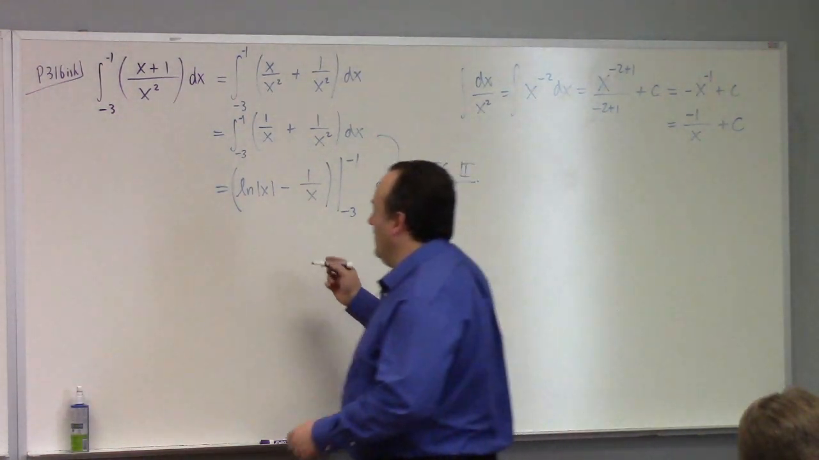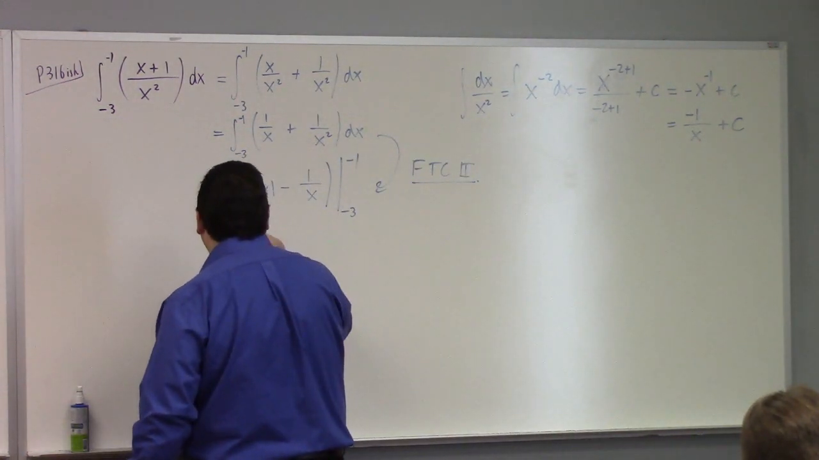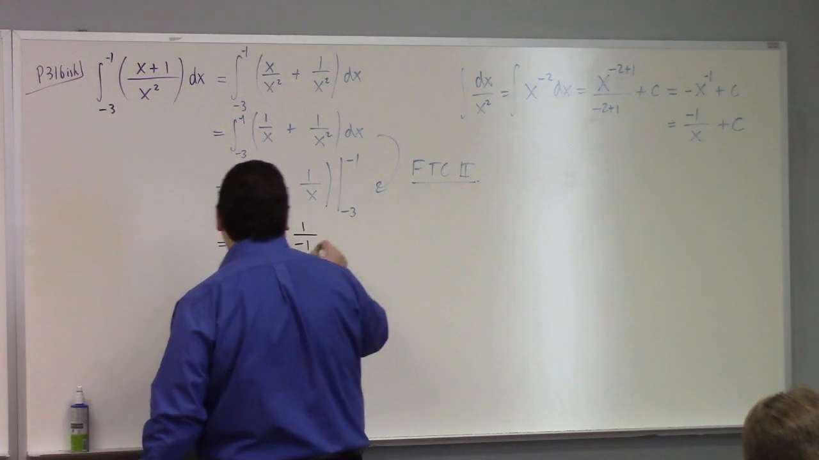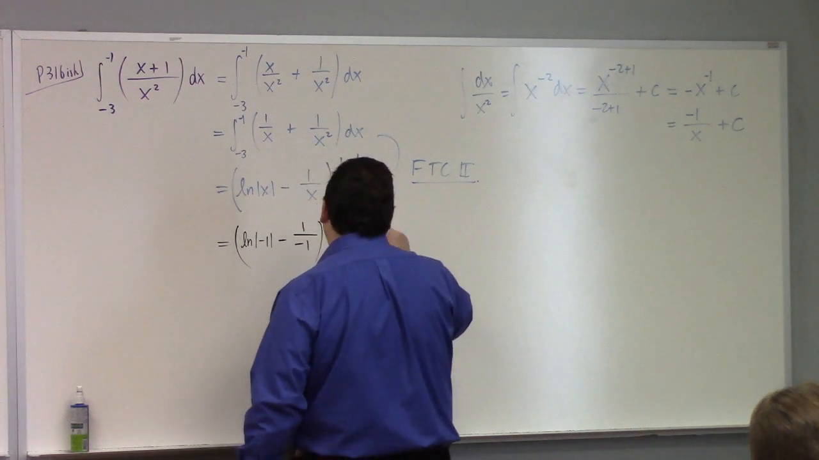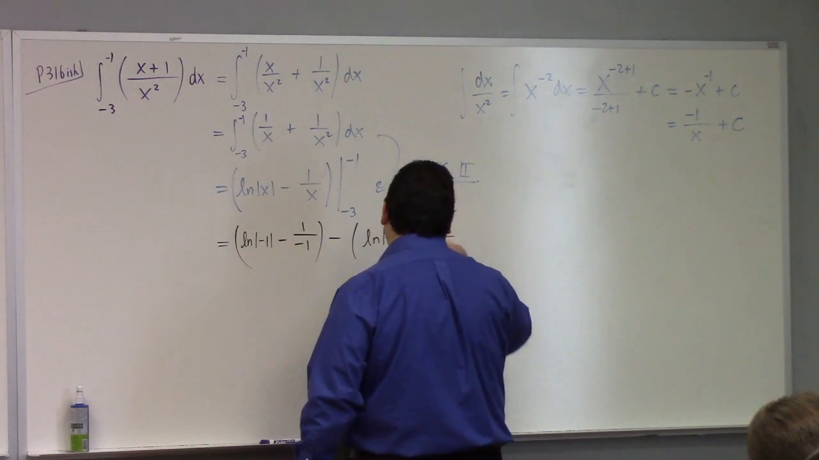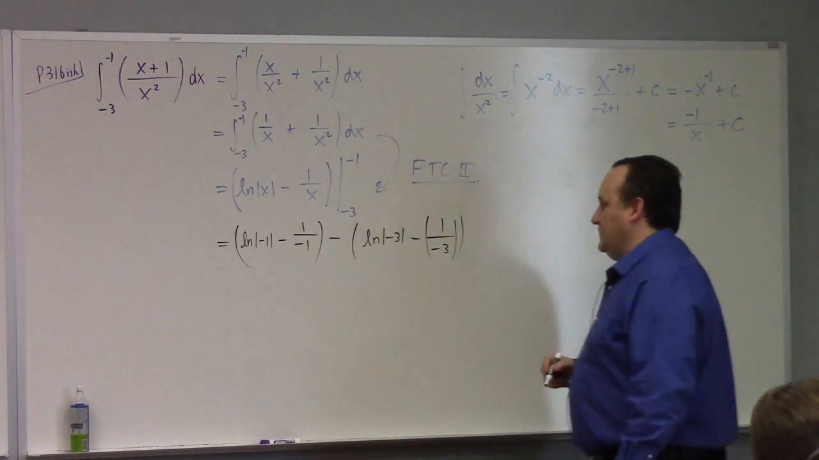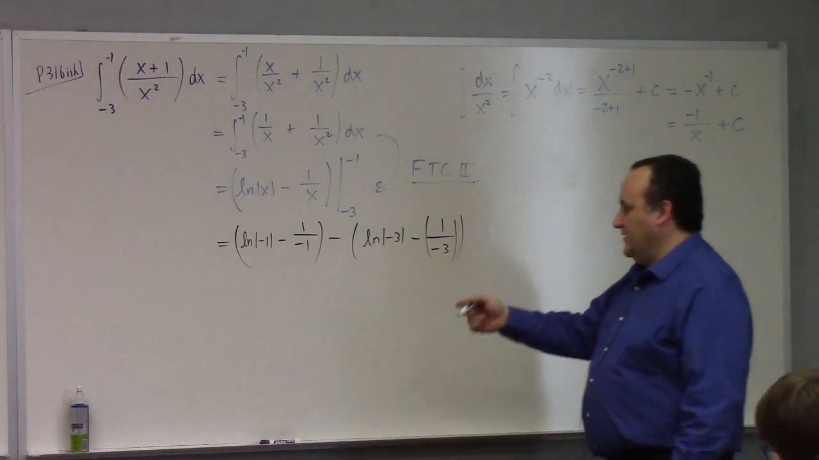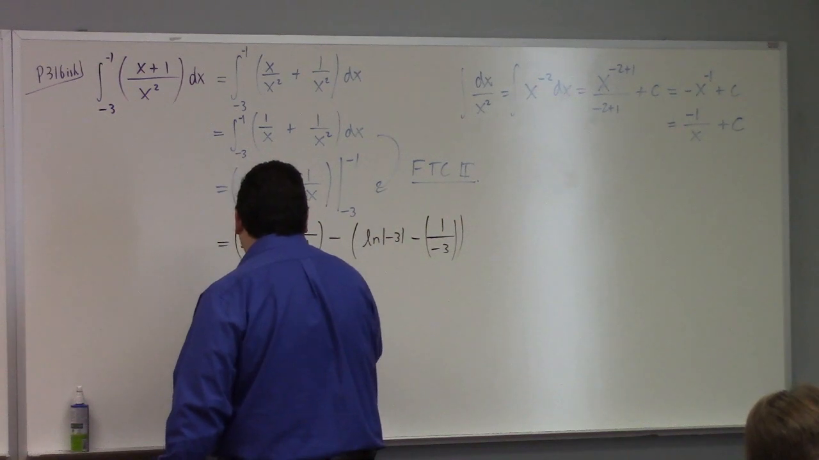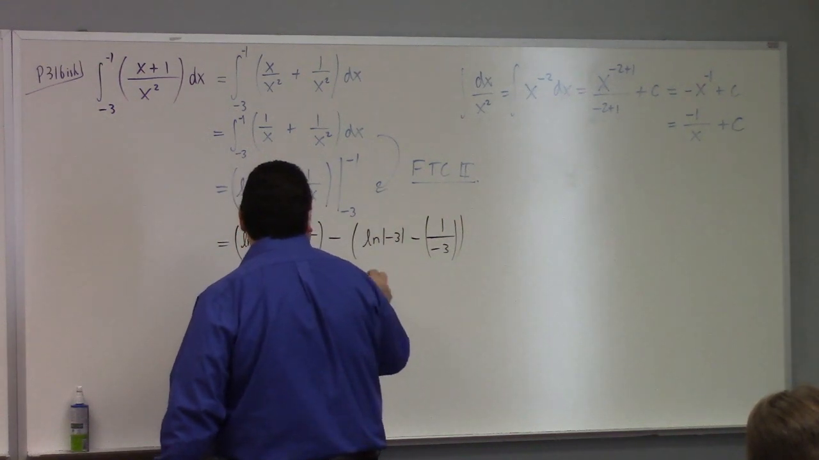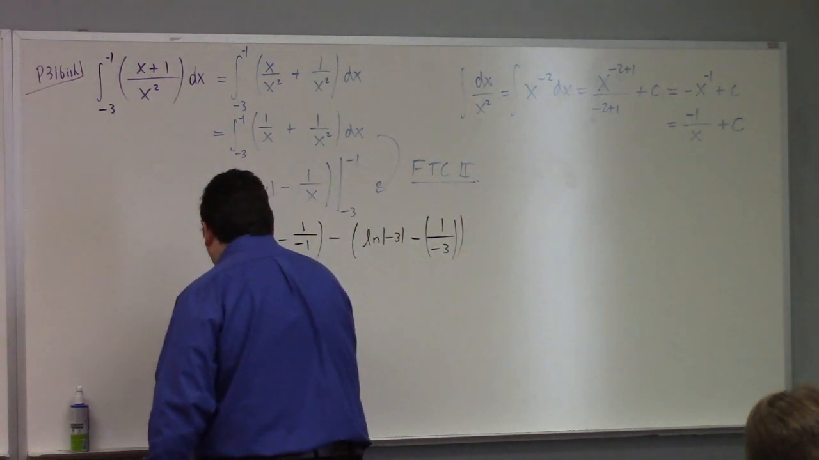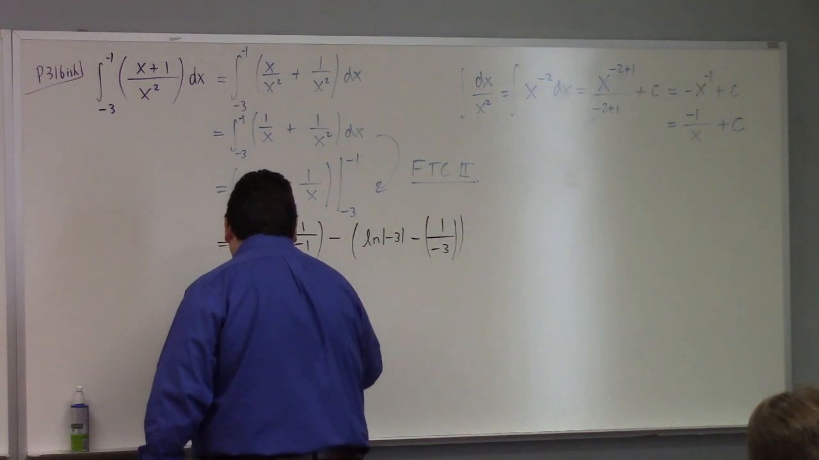So plug in the upper one. We've got natural log of the absolute value of minus 1, minus 1 over minus 1, minus parentheses natural log of the absolute value of minus 3, minus 1 over minus 3. So natural log of 1 is 0, and this gives me 1 minus the natural log of 3, and then this gives me a plus 1/3, so minus 1/3. So in short, we get 2/3 minus the natural log of 3.